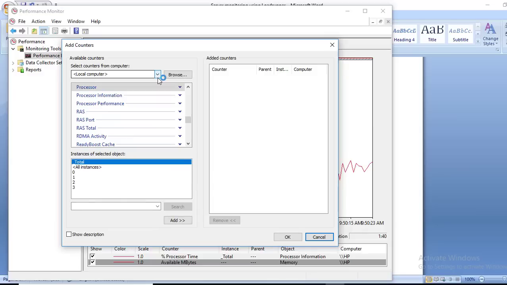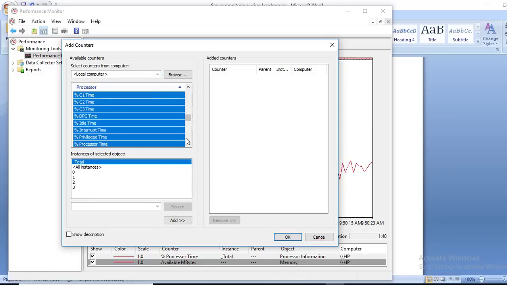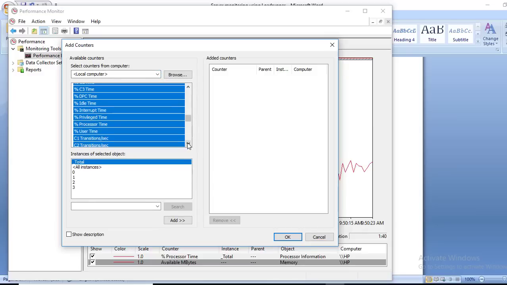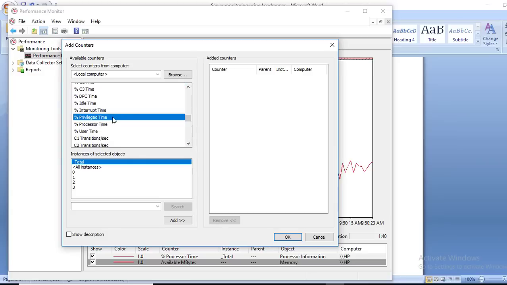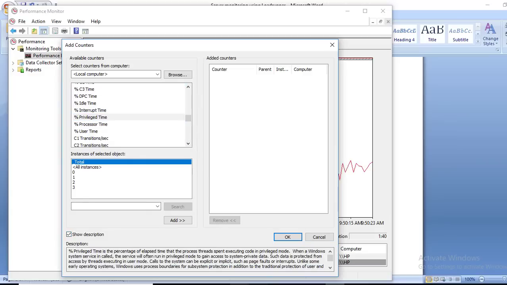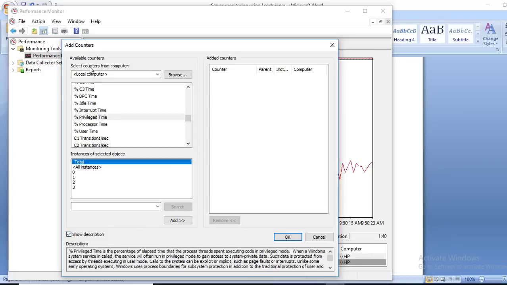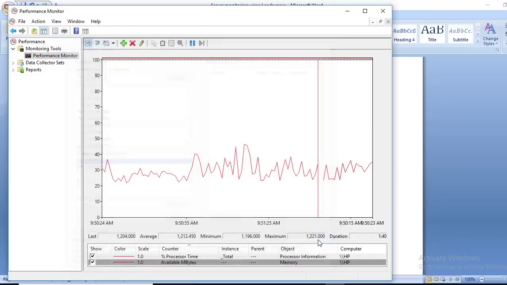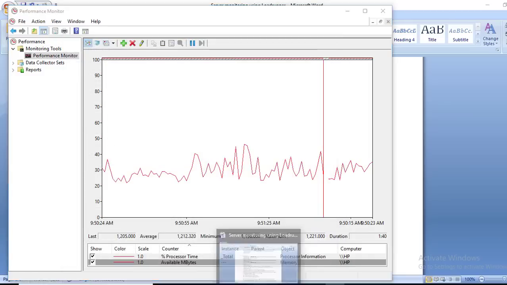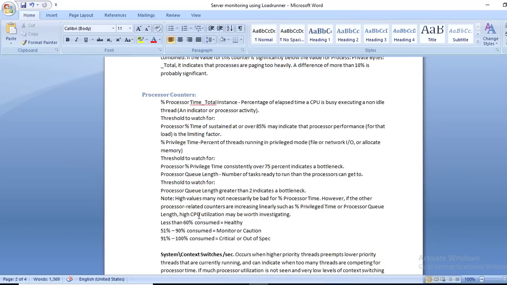Processor. Let us see privilege time, interrupt time, processor time. You can see the terms here: percentage privilege time, processor time, with descriptions. We have to read the description and use it wisely, and look at the threshold value.